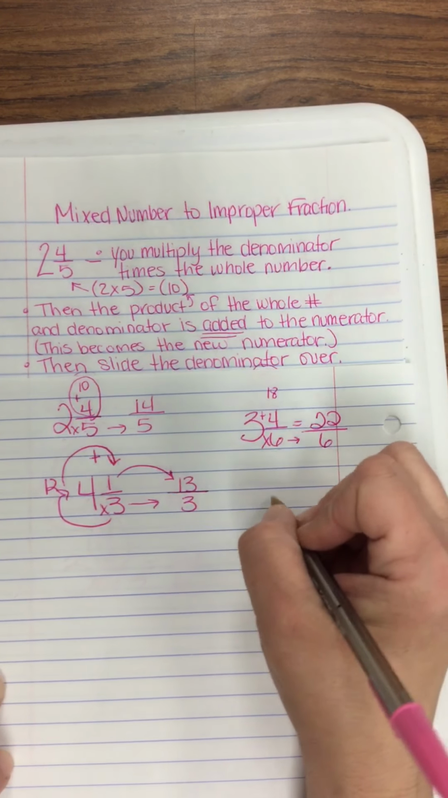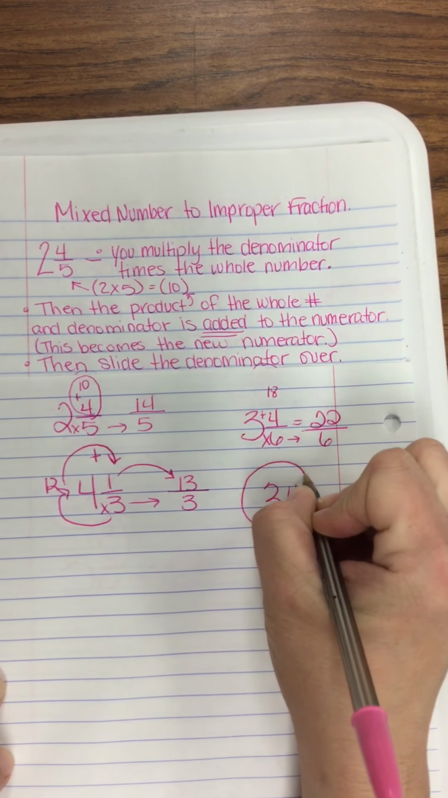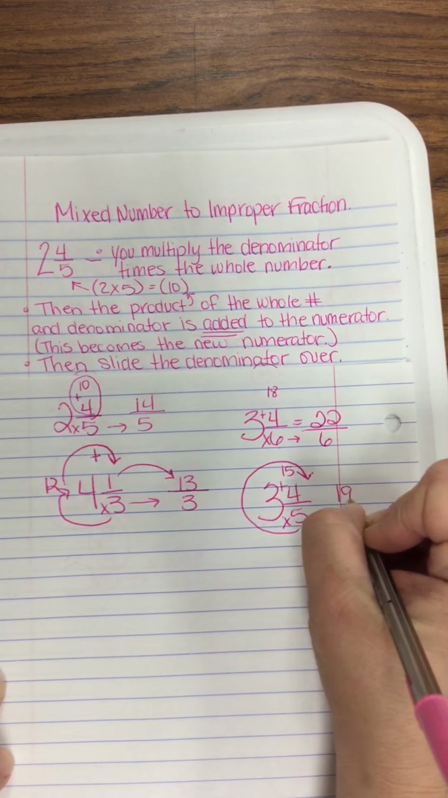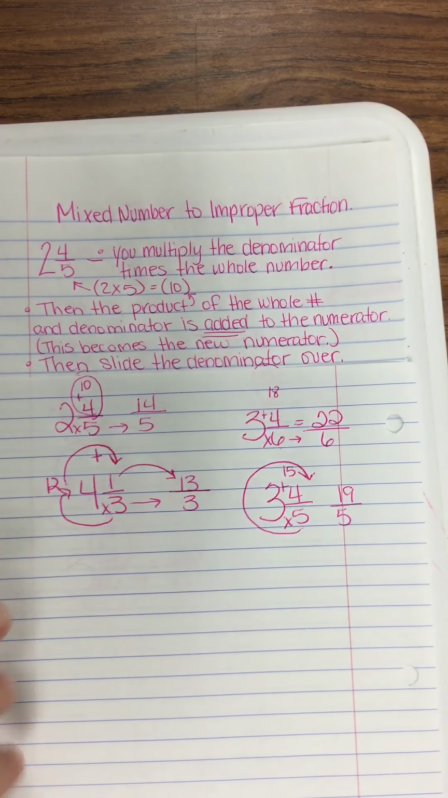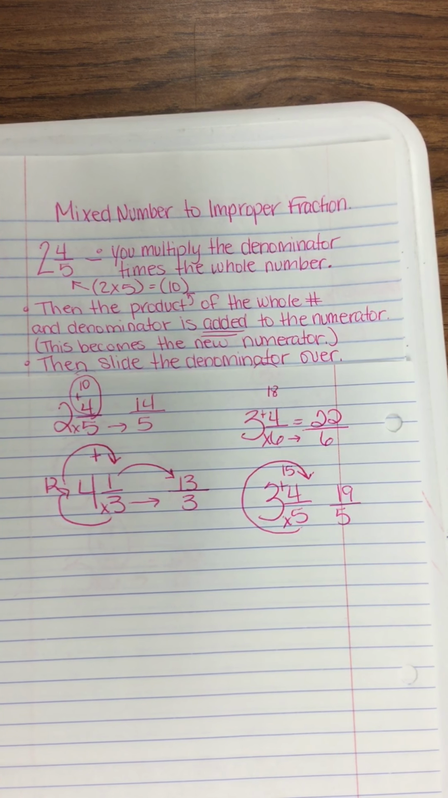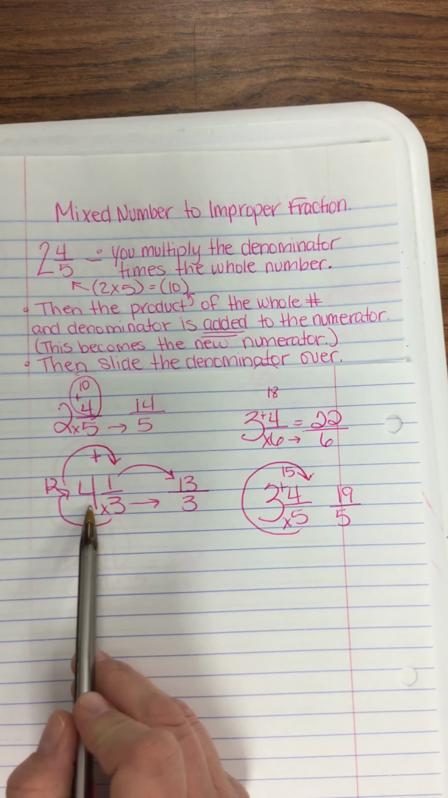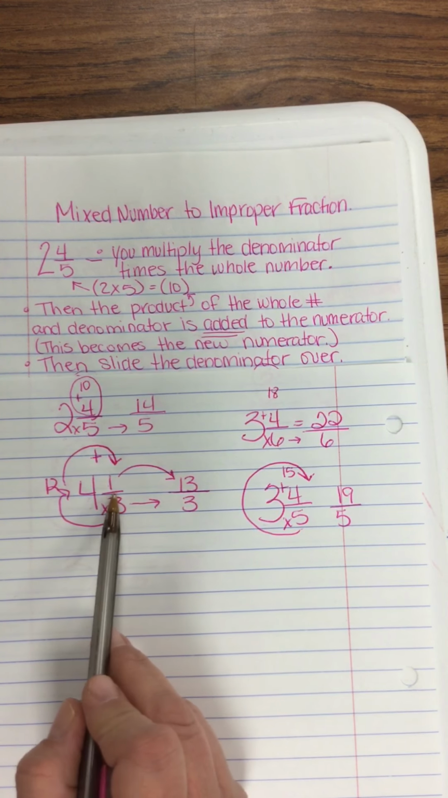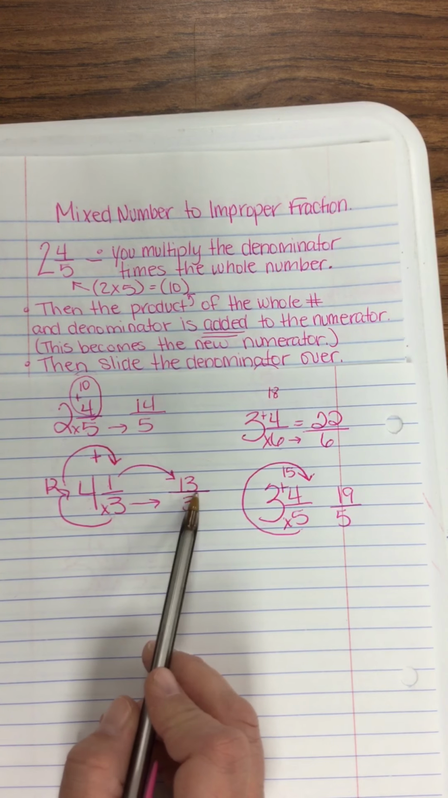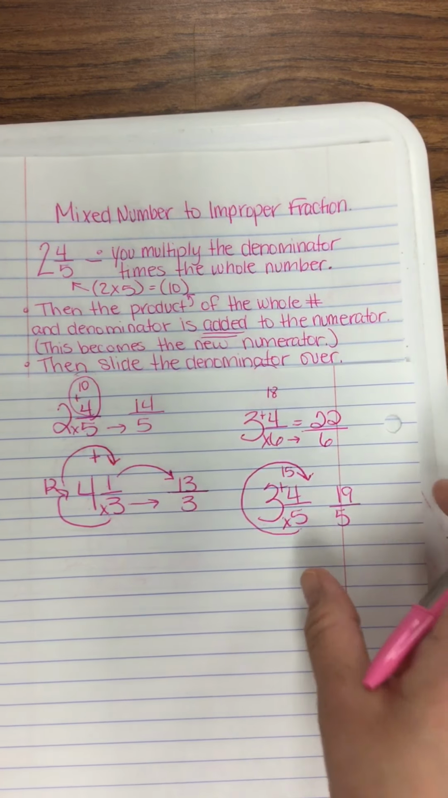TX, Texas popcorn. Okay? Or even around the world. 5 times 3 is 15. 15 plus 4 is 19 over 5. Okay? Whatever you want to consider it, or however you want to think about it, it's fine with me. But as long as you remember that you are multiplying the denominator times the whole number, and then you're going to take that answer and add it to the numerator, and that becomes your new numerator, and then your denominator slides over. Okay? All right.